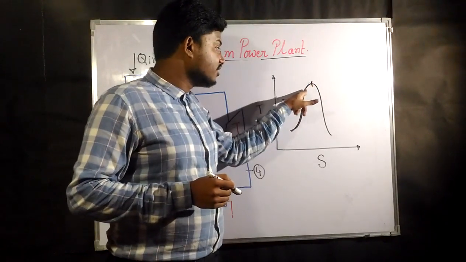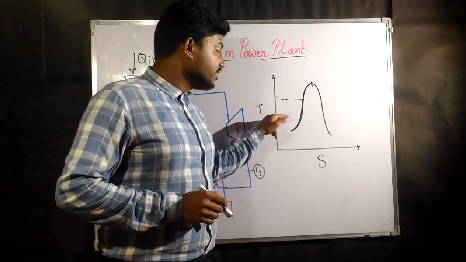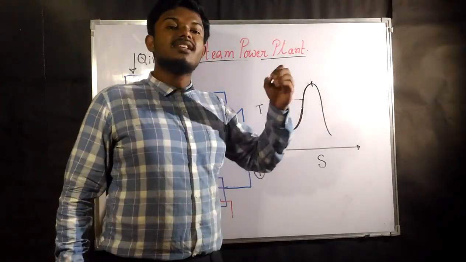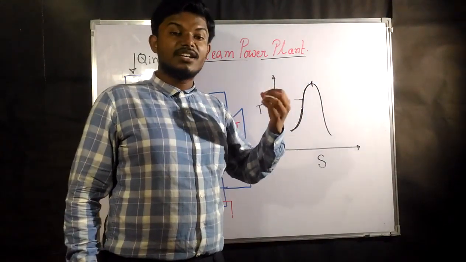Okay, the left side of that line is going to represent the saturated liquid. That means if you go slightly inside this dome, then your liquid will start to evaporate. Your liquid will start to convert into steam.